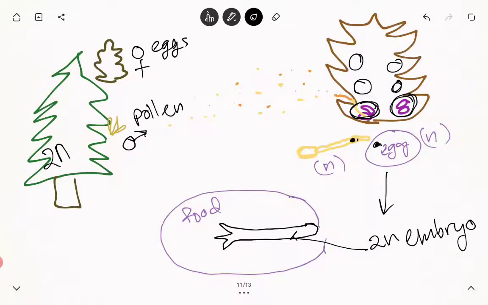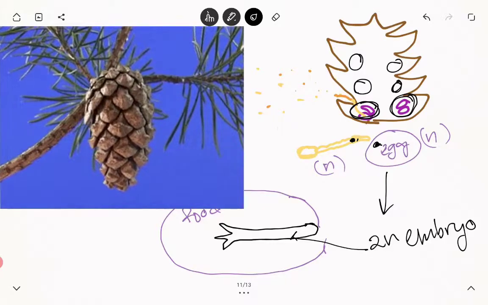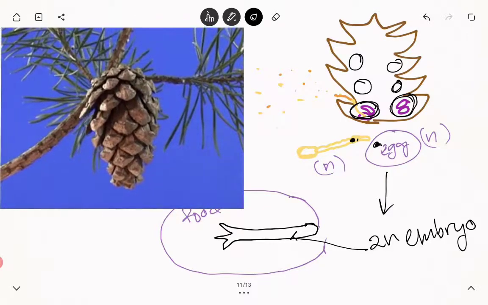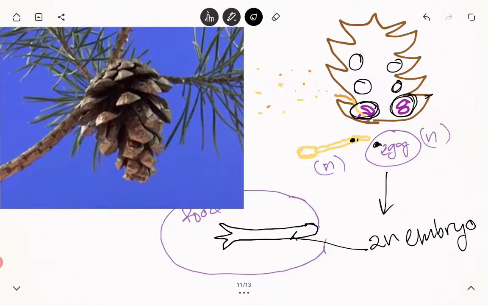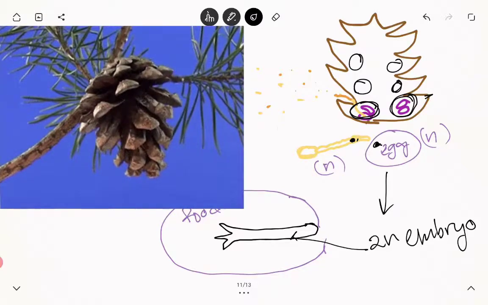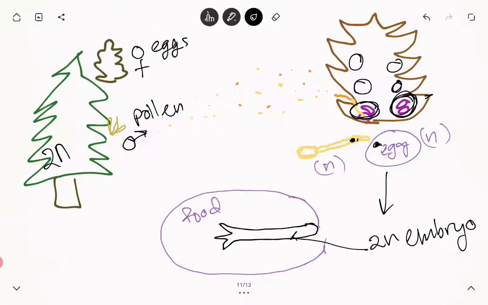Then, when conditions are right, this cone will open up. With a lot of the species we have here in California, the scales of this cone don't open up until they've been burned or reach a certain temperature in a fire. But these seeds will disperse and land somewhere. This diploid embryo will eventually grow into a tree that will produce its own male and female cones. The haploid pollen will float through the air to find the haploid egg in the female cones.